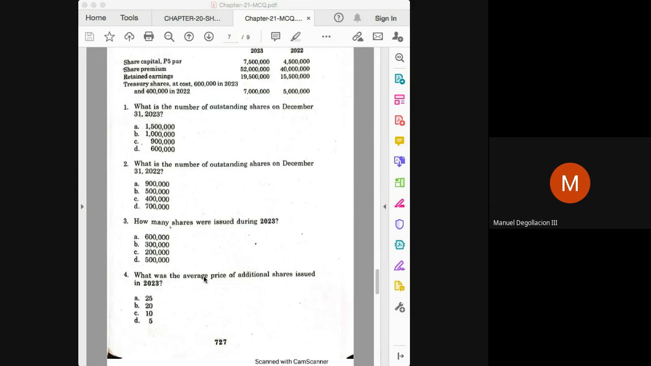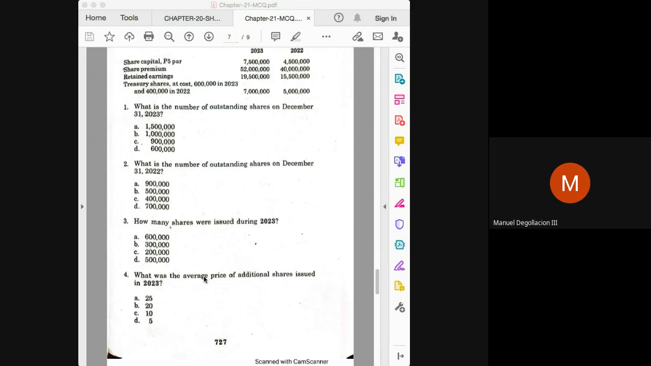So there is an increase of 12 million. It's an increase of 12 million. And these 12 million came from the 600,000 shares that were issued in 2023. So 12 million divided by 600,000, you would get 20.